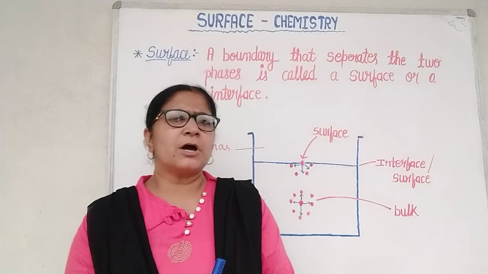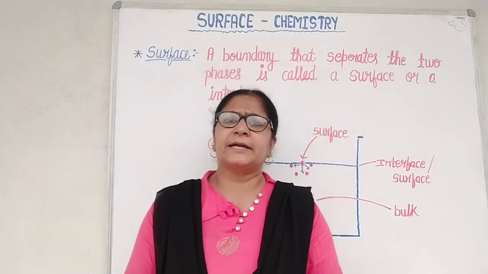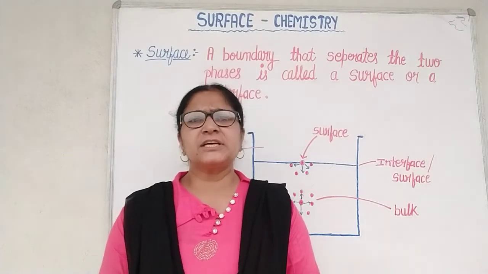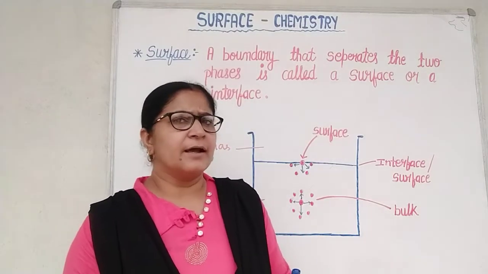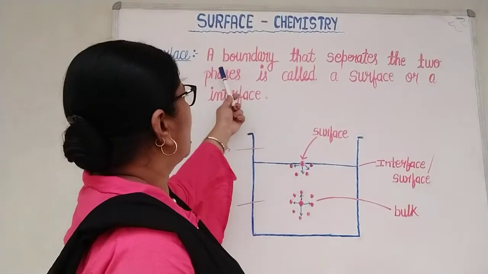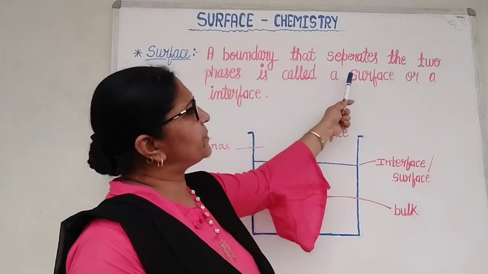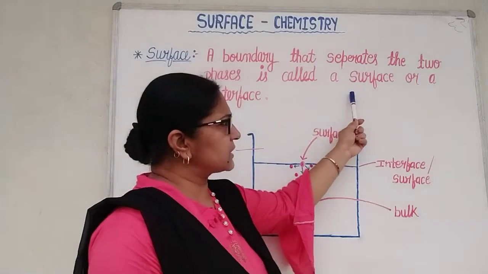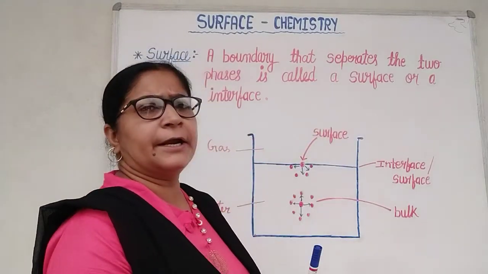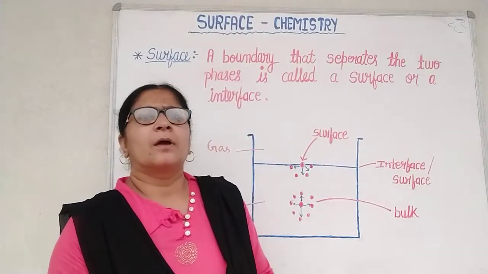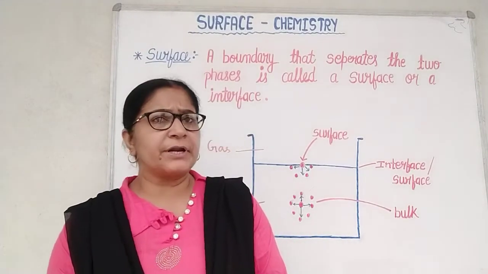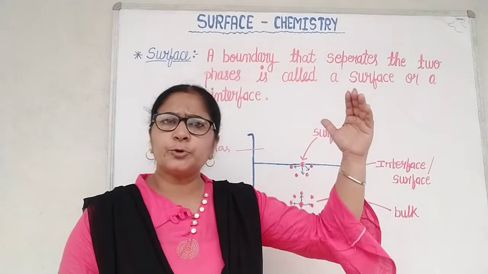Now let us understand the definition of the surface. The definition is very simple to understand: a boundary that separates the two phases is called a surface or an interface. So it is nothing but a boundary that separates the two phases.